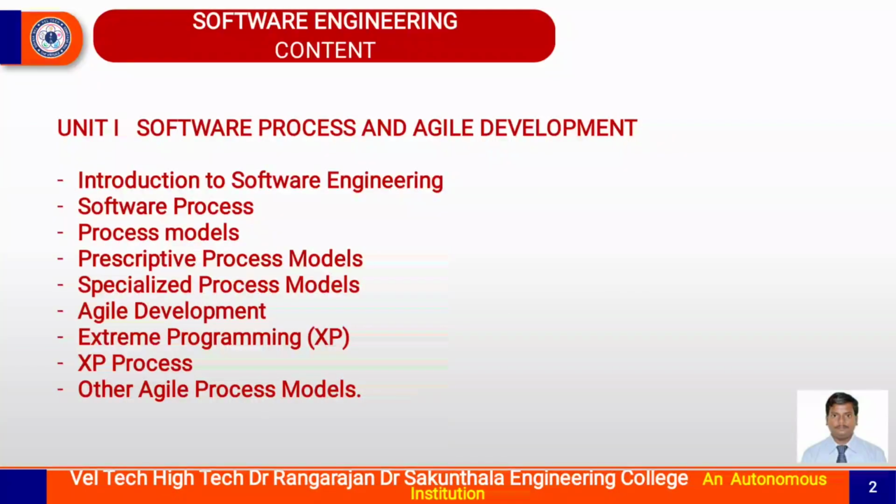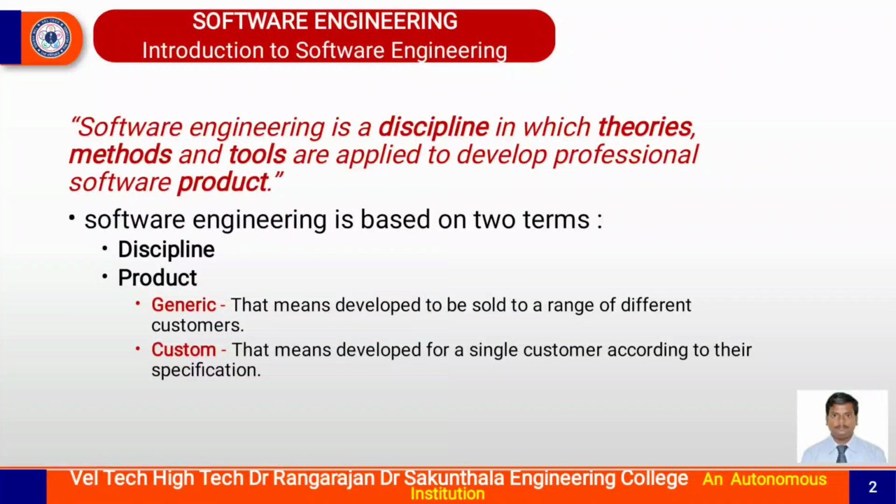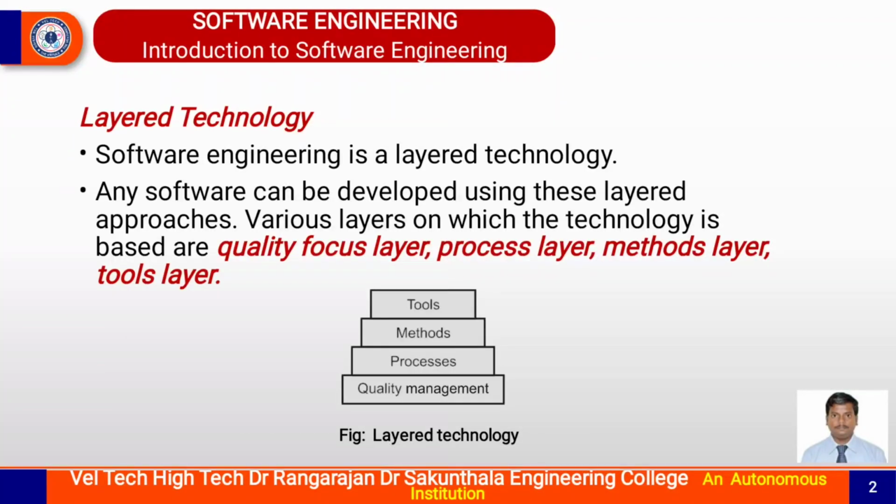Next we will discuss layered technology. Before moving to layered technology, there are some categories of software based on Java, Perl, CGI, HTML and DHTML. Layered technology has tools, methods, process and quality management, so we have the process layer, method layer and different layers. We will see them one by one.